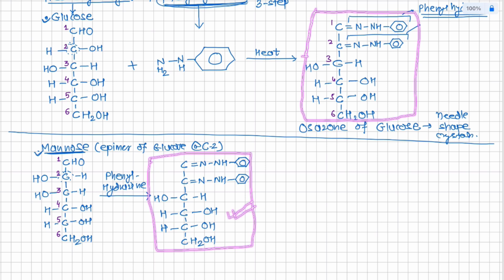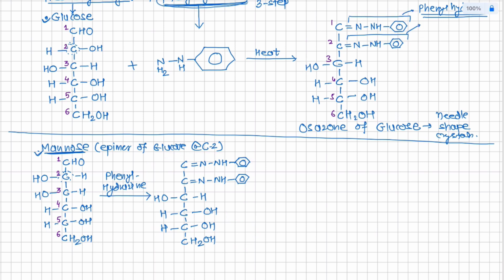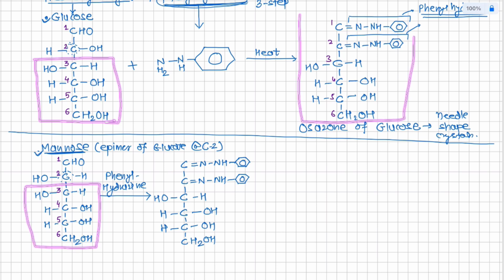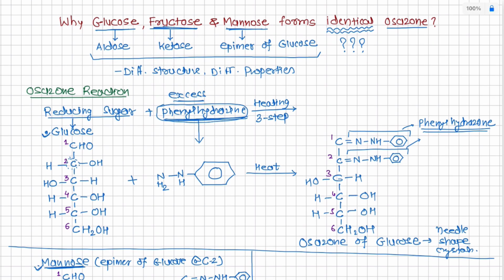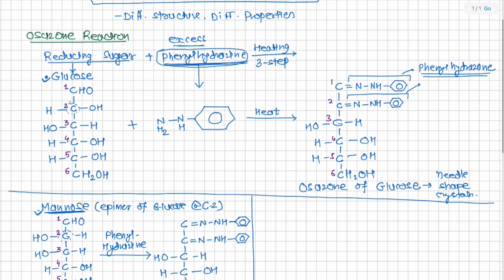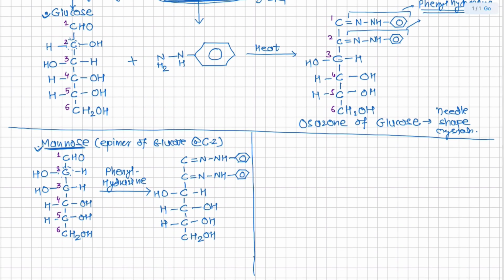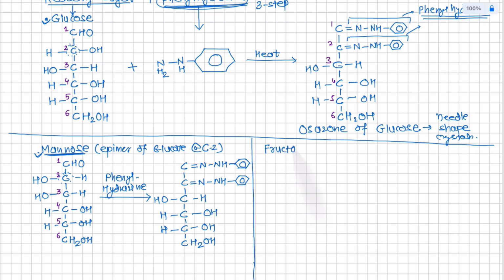So why did this happen? Because whatever differences were there on carbon 1 and carbon 2 were masked by the phenylhydrazone group, and carbon 3 to carbon 6 were already the same as glucose. So exactly identical osazones formed. Now for the second part of the mystery, why fructose also gives the same osazone as glucose, and this mystery is even more interesting because fructose is not even an aldose sugar, it is a ketose sugar.